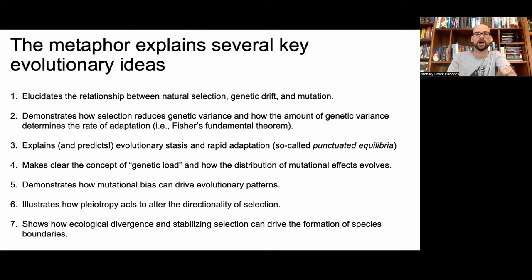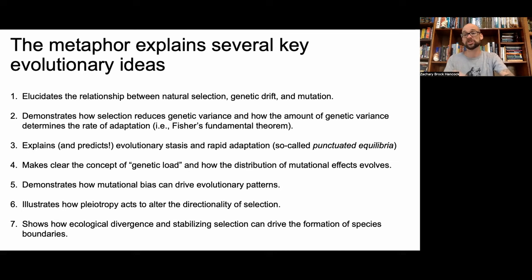We talked about how mutational bias can drive evolutionary patterns. We showed how pleiotropy can act to alter the directionality of selection. So instead of taking a linear path, such as in the case when there's no correlations between traits, you might take a non-linear walk through the adaptive landscape if traits are constantly interacting and changing with one another. And then lastly, we talked about how ecological divergence and stabilizing selection can actually drive the formation of species boundaries.